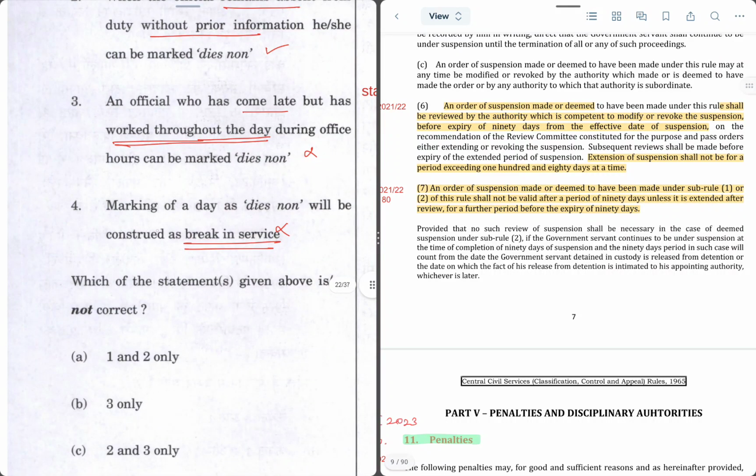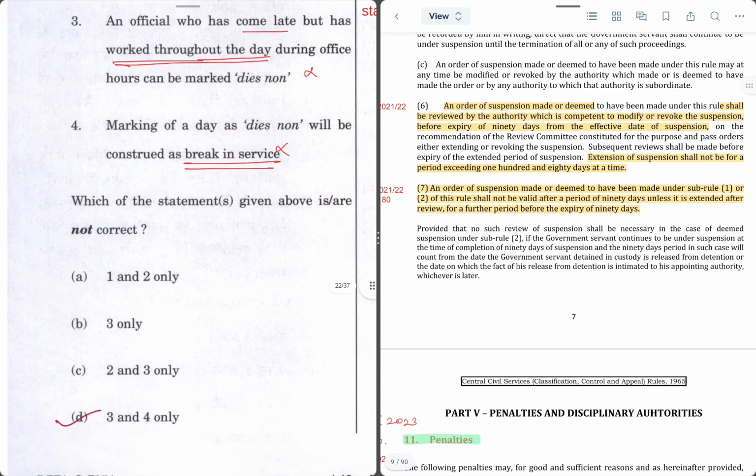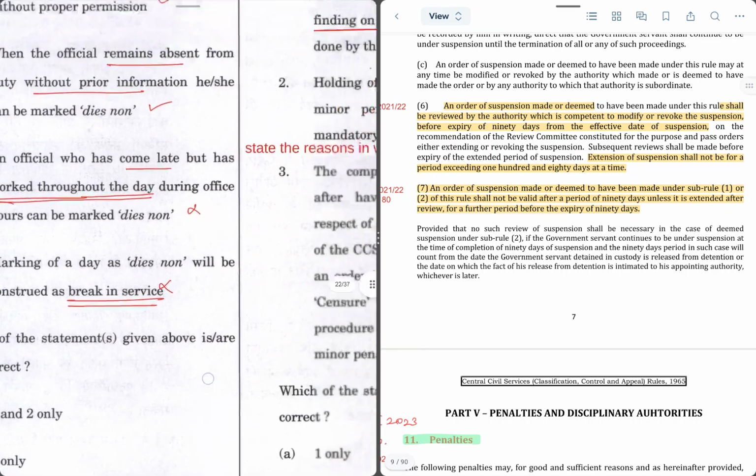Statement 4 says marking of days as dies non will be construed as a break in service. That's what we discussed earlier, that dies non is not a break in service, it's only loss of financial benefits. That's why statement 4 is also incorrect. So the question is asking for incorrect statements only, hence the right answer is 3 and 4 only, that is option D.